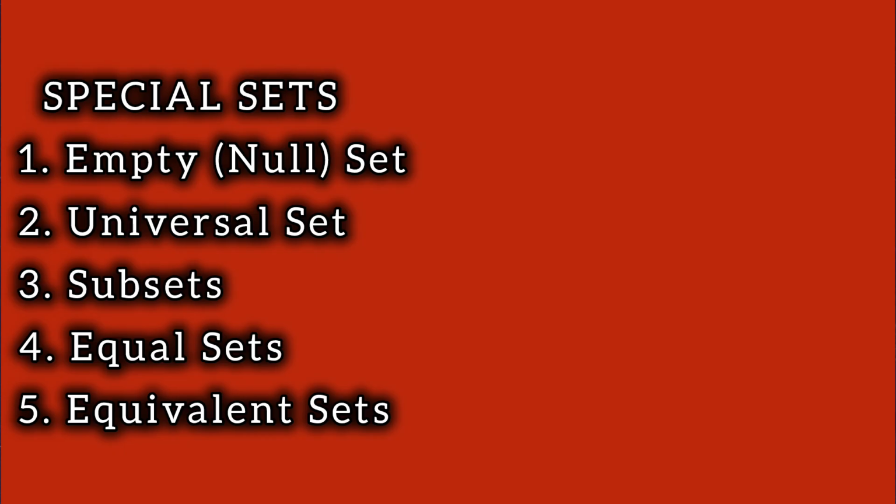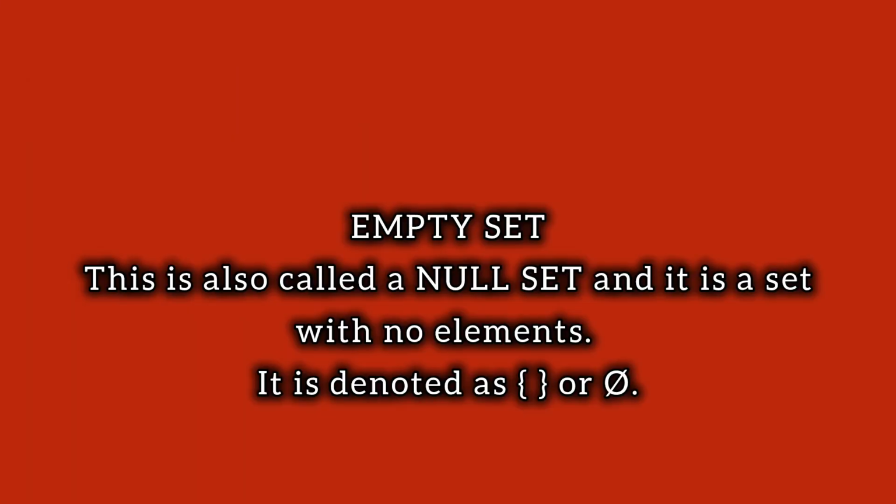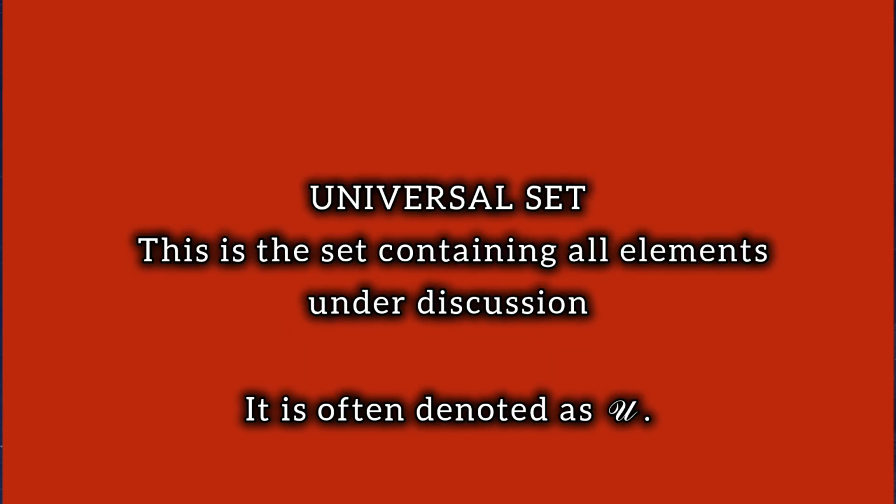Next up, we have some special sets you should be conversant with. The first one is empty set, also known as null set. This is a set with no elements. It's empty. The second special set is the universal set. This is a set containing all objects under discussion and is represented by the letter U.